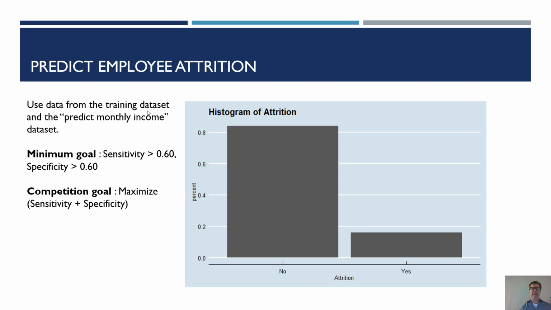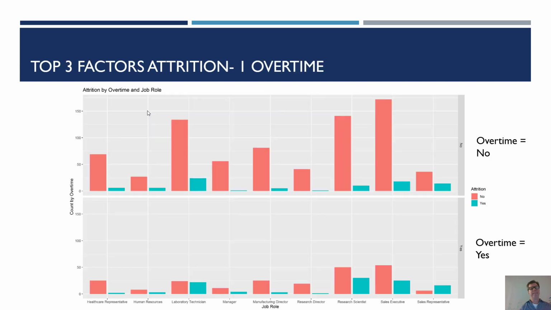The next goal was to predict employee attrition. And this goal is a bit more challenging because we want to maximize both the sensitivity and the specificity and have those values both be above 0.6. Most of the employees tend to stay, so the attrition value of yes was much less common, less than 20%. And this is looking again at the full big file, as well as the monthly rate file where the attrition was present.